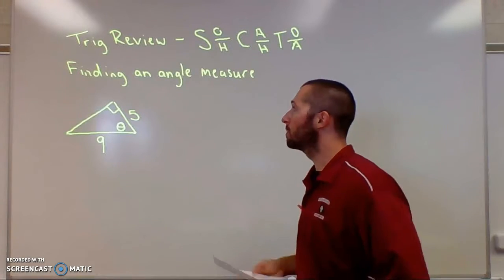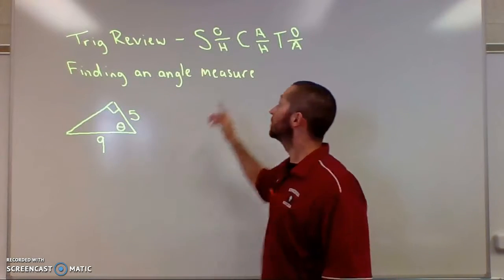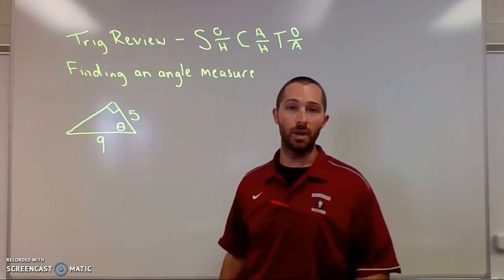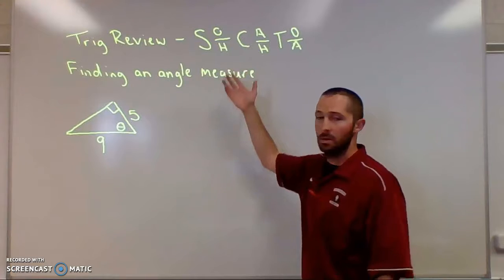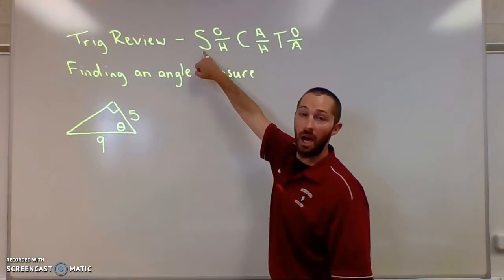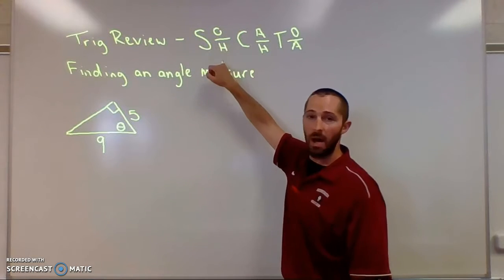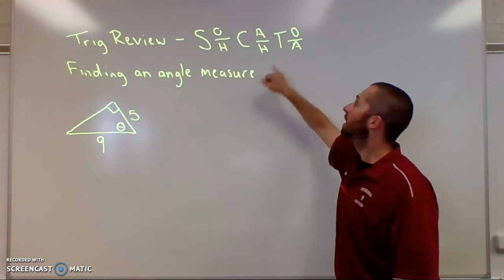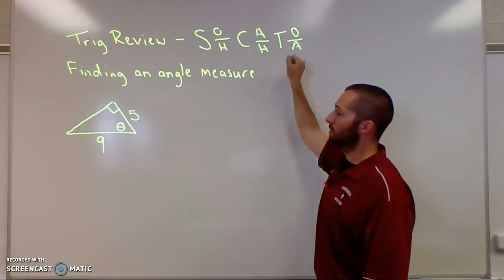Here we're going to be doing an example problem where we're using SOHCAHTOA to find an angle measure inside a right triangle. Again, remember, SOHCAHTOA only works for right triangles. Recap: sine is equal to the opposite over hypotenuse side length. Cosine is equal to the adjacent over hypotenuse. And tangent is equal to the opposite over adjacent.